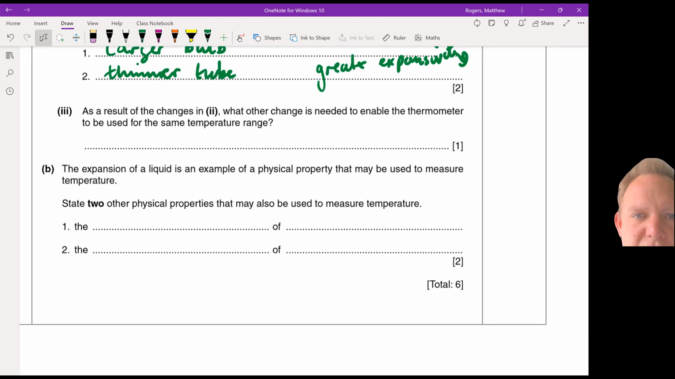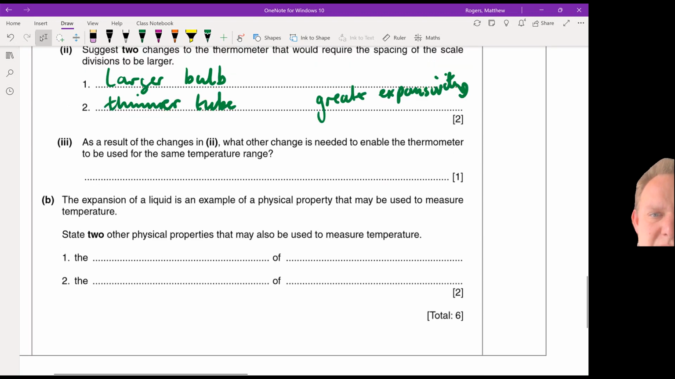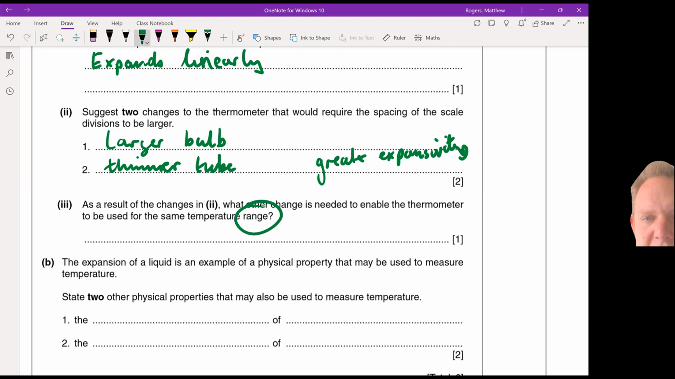As a result of the changes in 2, what other change is needed to enable the thermometer to be used for the same temperature range? So range here means the difference between the smallest and the largest value on our thermometer. So if we want the spacing of the scale divisions to be larger, but the temperature range to remain the same, then the thermometer is going to need to be longer.